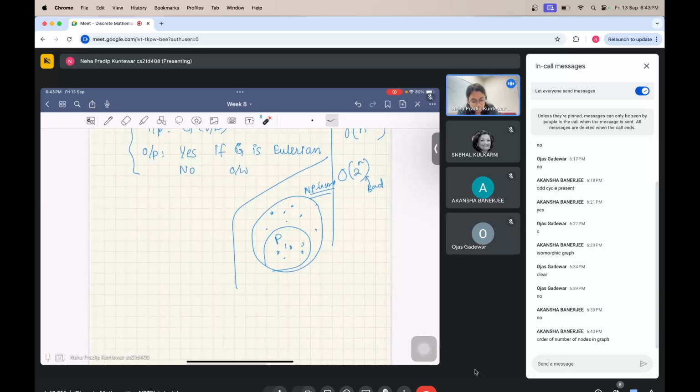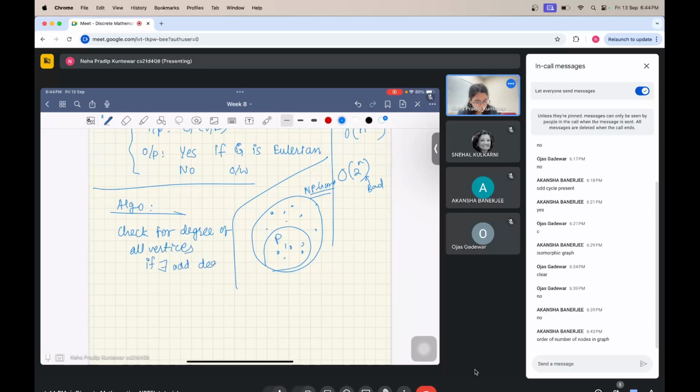So what you're saying is the algorithm is simply that: check the degree of all vertices. If there is an odd degree vertex, then return no, otherwise say yes at the end. So what is the running time of this algorithm?